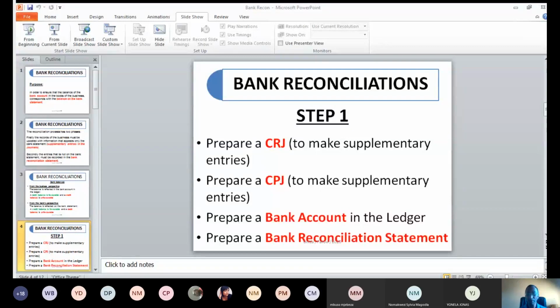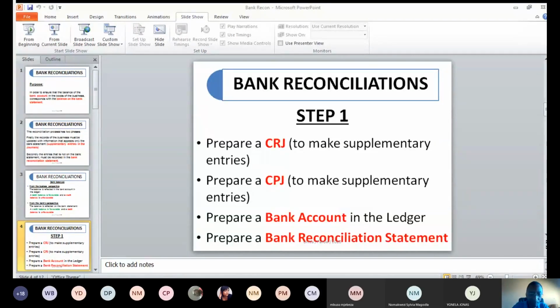Other examples will be interest on fixed deposits and interest on the current account. That is if the bank is paying us any interest. Those amounts will then be recorded in your cash receipts journal.